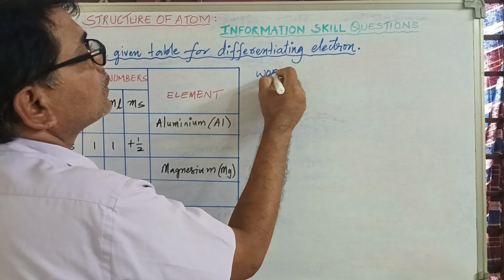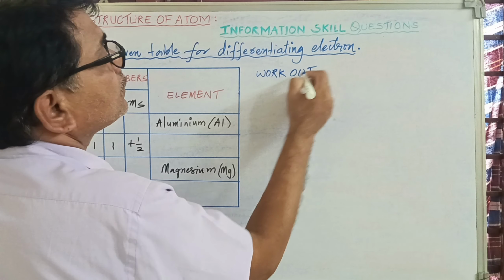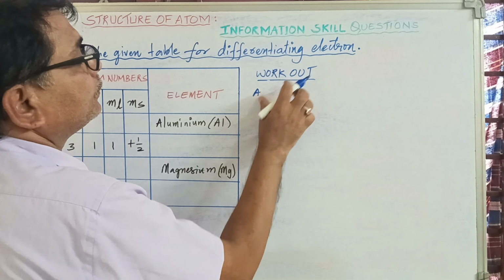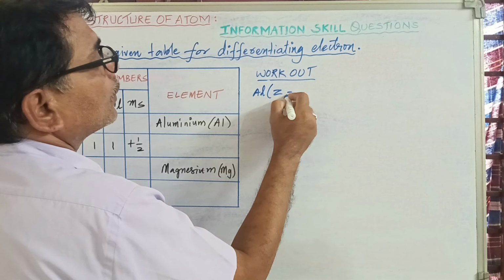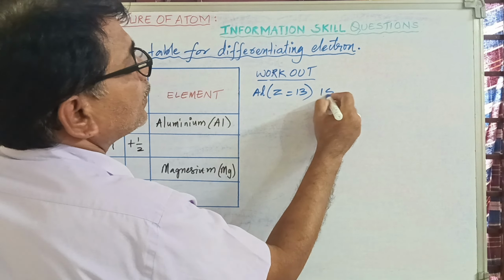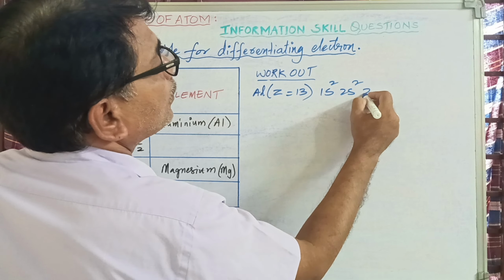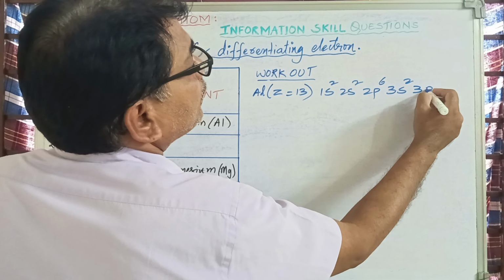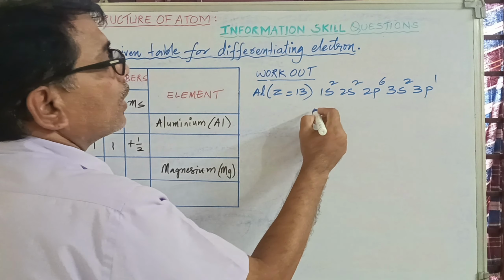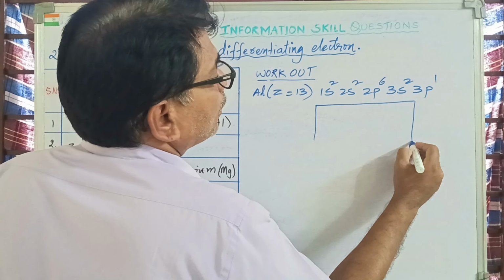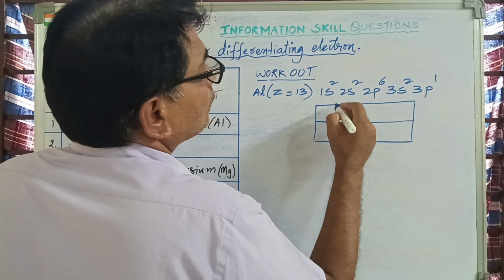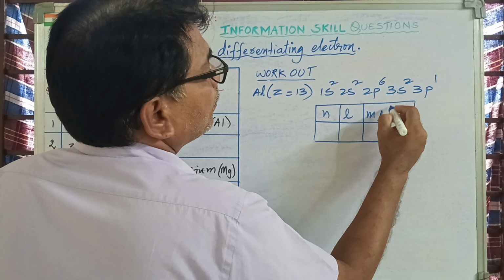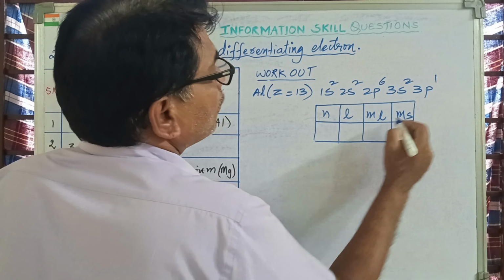Now I told you in the previous question, if you work out with this, then it will be easy for you. Given is aluminium. Aluminium atomic number is 13. So the configuration is 1s2, 2s2, 2p6, 3s2. With this I finish 12. Then the 13th one is 3p1. So I have to write the 4 quantum number values, that is principal quantum number, azimuthal quantum number, magnetic quantum number and spin quantum number, for what?